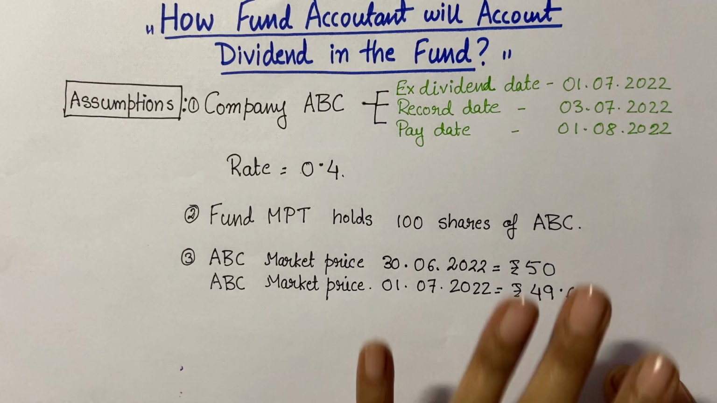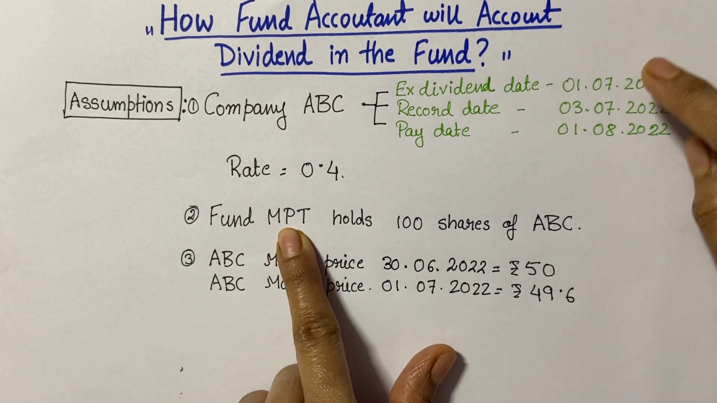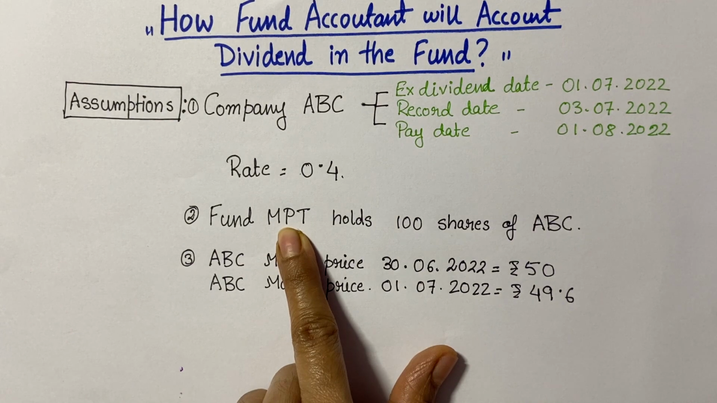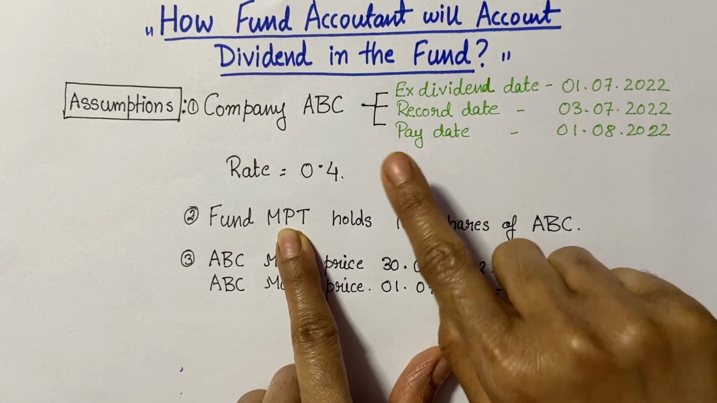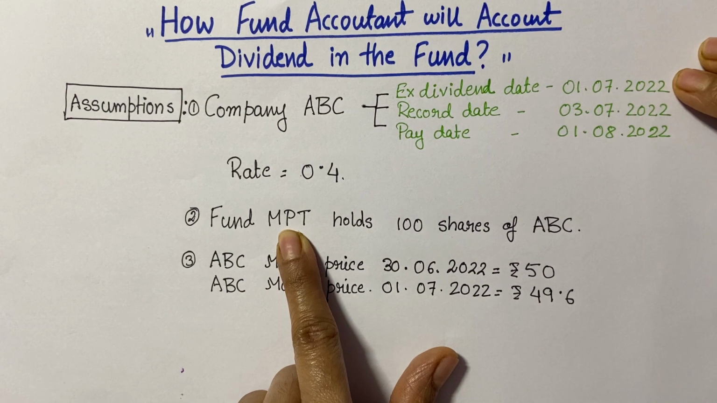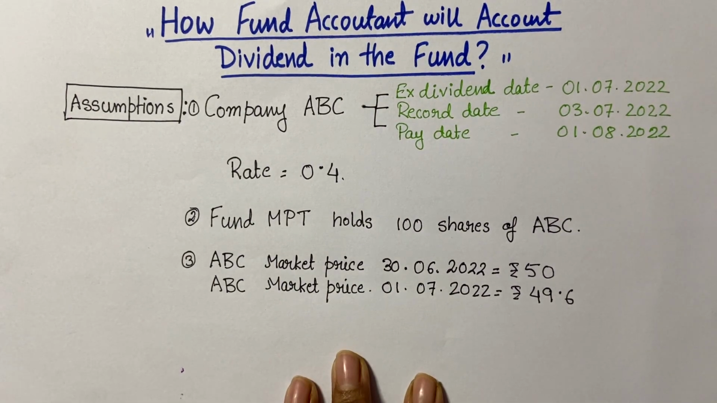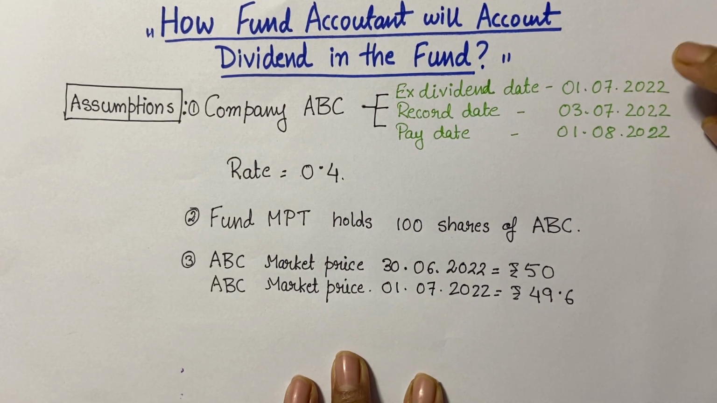Now if we go with this assumption, the fund MPT on 1st of July is going to get the dividend. You may say that no, the company is going to distribute the dividend on 1st of August, so why am I thinking about the X date? But always remember, we have to start creating the provision on the X date because all the scenarios or all the things happen on the X date.